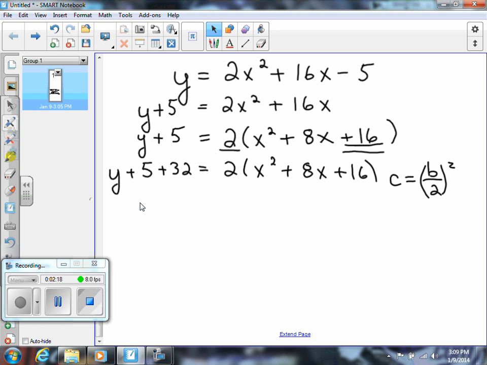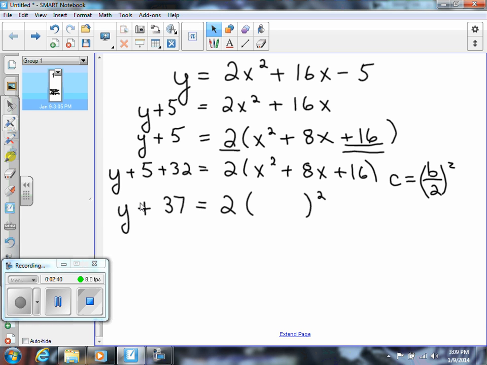So now we can start simplifying. We're almost there. Add the 5 and the 32 together. We have our y plus 37 on the left. The 2 can stay. Inside the brackets, I'm now going to write this as a perfect square, or in factored form as a binomial squared.